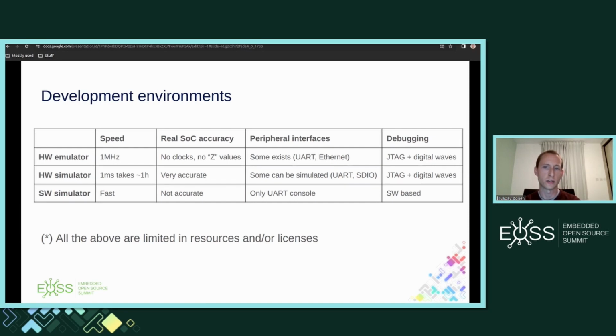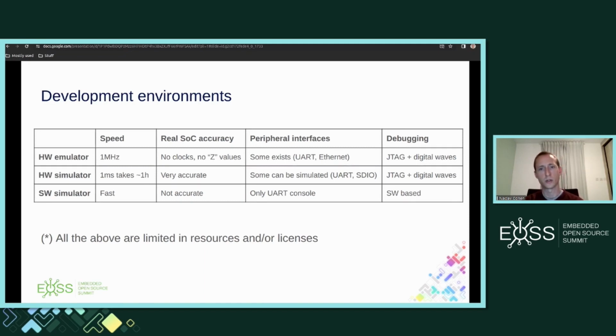The hardware simulator is very slow. Simulating 1 millisecond of execution takes about 1 hour. Simulation of our bootflow, where several images are being loaded, can take between several hours to days. It doesn't have peripheral interfaces, but it is sensitive to clock configuration and Z values, which make it more real SoC accurate. Both the hardware and software simulators allow view into the SoC digital waves and a JTAG interface for debugging.